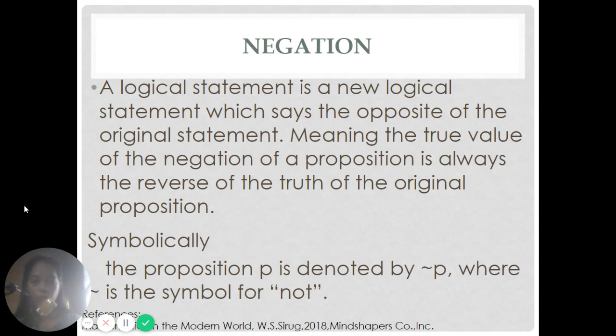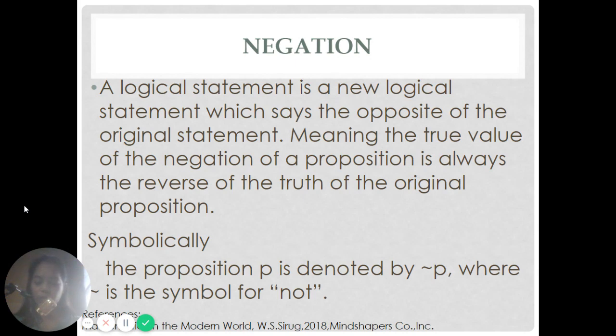The last main logical connective is what we call negation. Now, the negation of the proposition P is denoted by a symbol like the tilde on top of the letter N to make it enye. That means not. A negation is a new logical statement which says the opposite of the original statement, meaning the truth value of the negation of a proposition is always the reverse of the truth value of the original proposition.